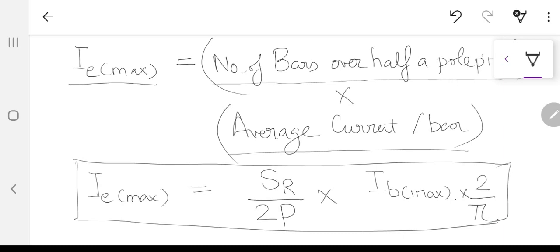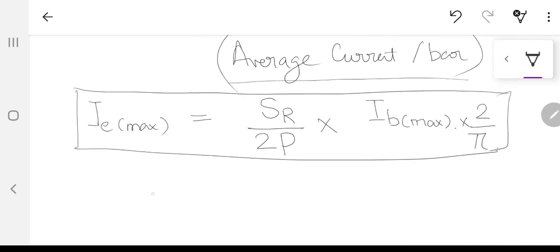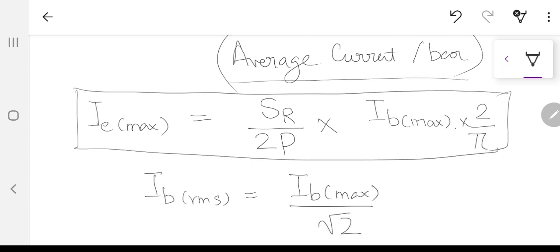Now in this equation you already know your SR, you already know your number of poles, you already know your IB RMS, but you don't know IB max. So let me just put in one more value over here. IB RMS is equal to IB max divided by under root 2. We already know this, right? Because the maximum value divided by 1.414 for sinusoidally varying waveforms already gives you the RMS value.